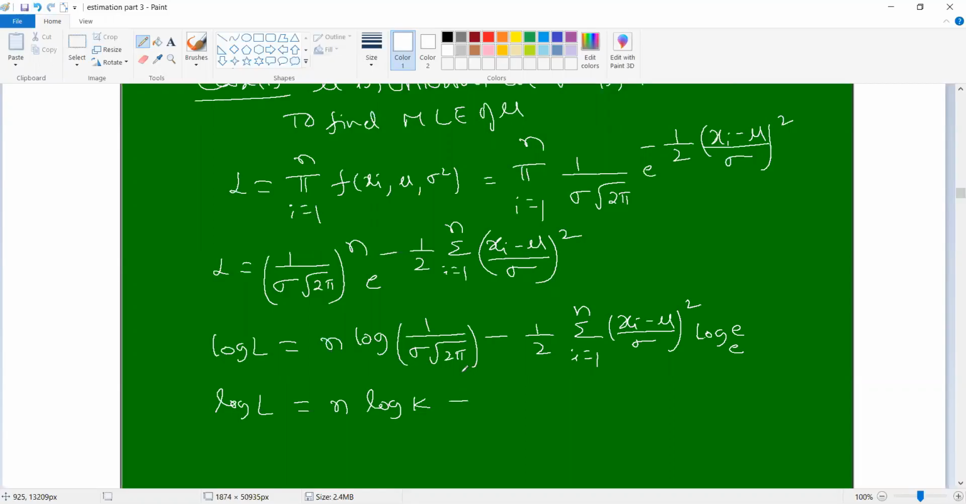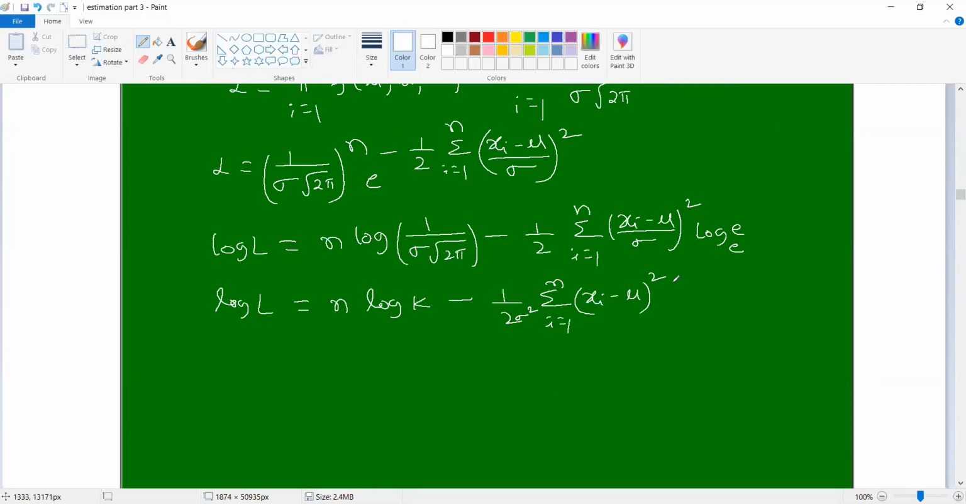Log L is equal to log of k, where k is 1 by sigma root 2 pi, minus half summation i is equal to 1 to n, 1 by sigma square, here sigma is a constant taken outside, xi minus mu whole square, log e base is 1. Now this is equation 1.